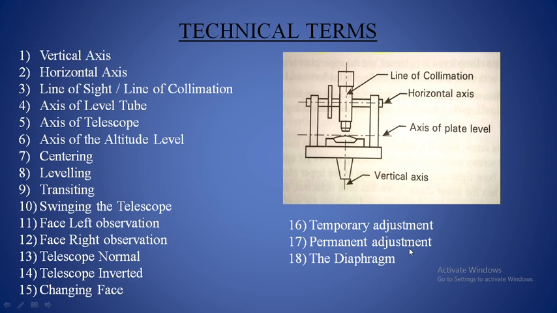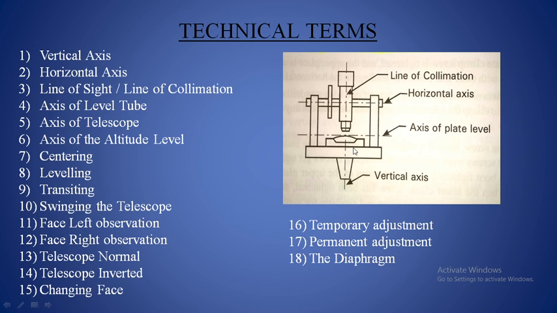So the next one is permanent adjustment. Here in the permanent adjustment, if the horizontal axis, line of collimation, axis of plate level and the vertical axis are not perpendicular to each other, then the instrument is said to be not in adjustment. So we have to adjust the instrument so that we can observe the readings accurately.